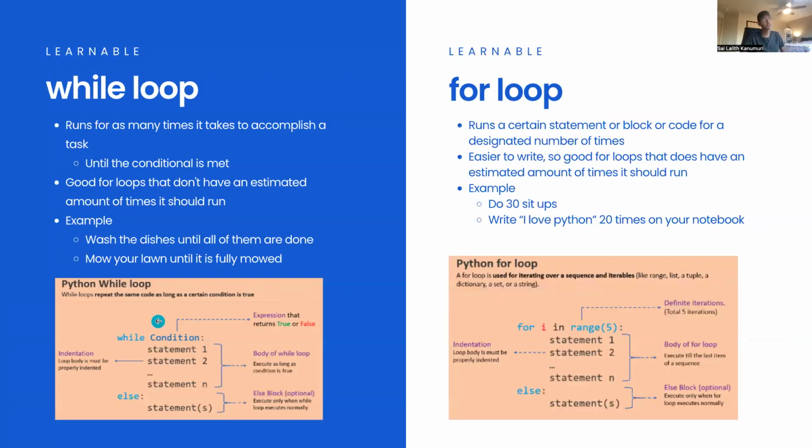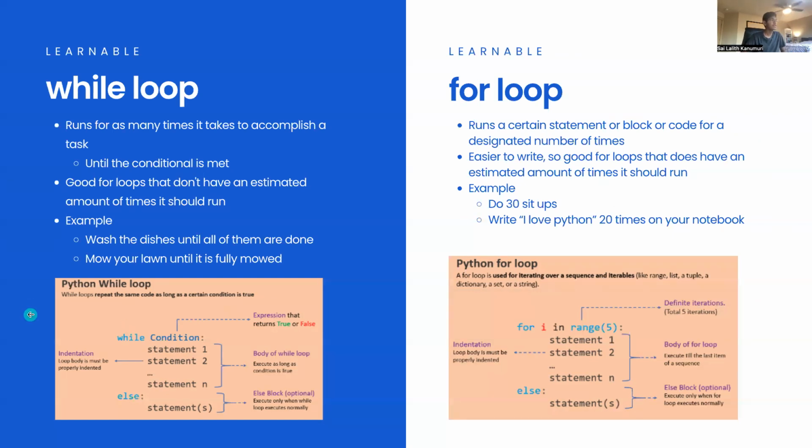Next, we go into loops. We have the while loop and the for loop. The while loop runs as many times as it takes to accomplish a task, so until a condition is met. It's pretty similar to an if statement, except while runs as many times as it needs to fulfill the conditional, while the if statement just runs once.